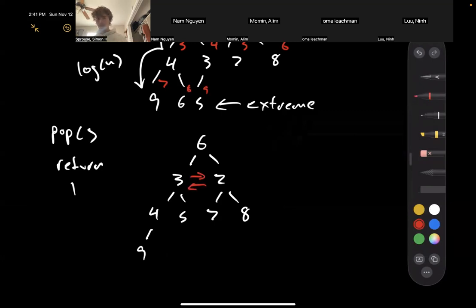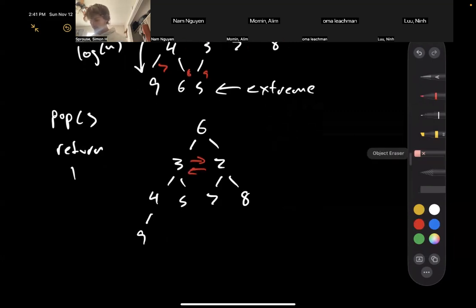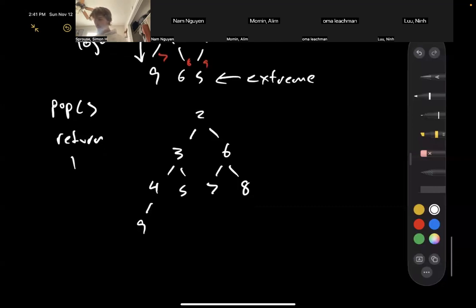So we pick the minimum of these two elements, which in this case is 2, and we're going to swap that with whatever is currently at the root. So 6 and 2 need to switch places. Let's see. 2 and 6, and I think that fixes it. I think we're good. Now if we pop again, that's going to return 2.